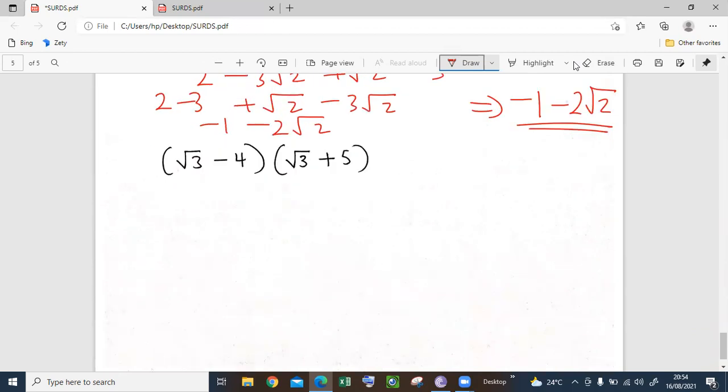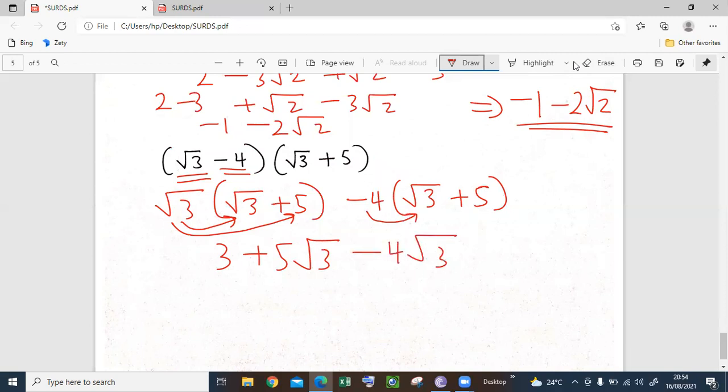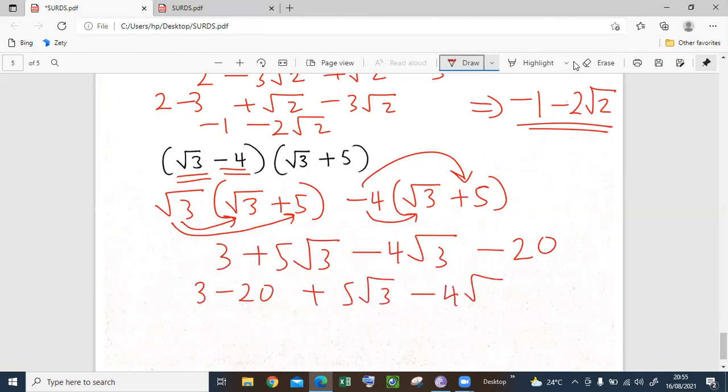And here we have another example. Let's take root of 3 multiplied by the second bracket. And again, let's take minus 4 to again multiply the second bracket. Hence, root of 3 times root of 3, I get 3. Root of 3 times 5, I get 5 root of 3. Minus 4 times root of 3, I get minus 4 root of 3. Minus 4 times 5, I get minus 20. Then I collect like terms. 3 minus 20 plus 5 root of 3 minus 4 root of 3. Here we shall get minus 17 plus root of 3. Why? Because 5 minus 4, I get 1. And this is how we open and simplify brackets of surds.